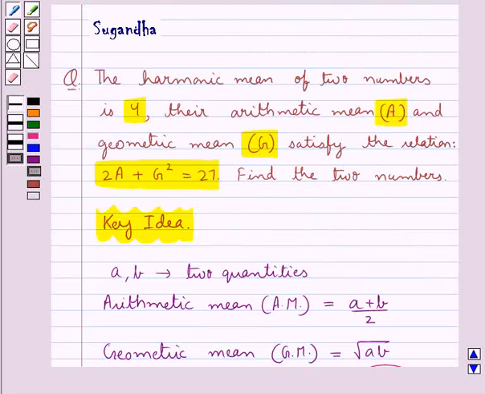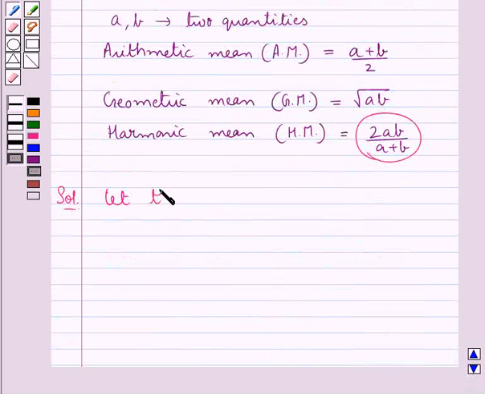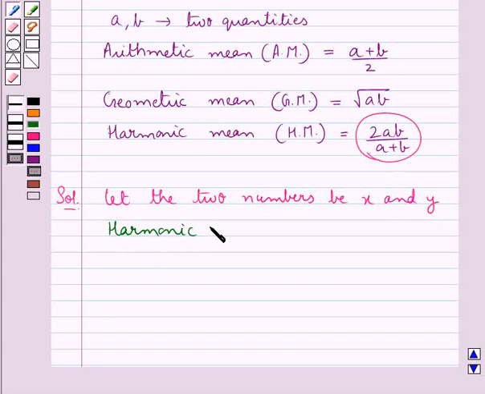In the question, we are given the harmonic mean of two numbers, and that is 4. And we are given a relation, that is 2A plus G square equal to 27, where A is the arithmetic mean, G is the geometric mean, and we are supposed to find the two numbers. So first of all, let the two numbers be x and y. So the harmonic mean, say given by H, between the two numbers x and y would be given by 2xy upon x plus y.